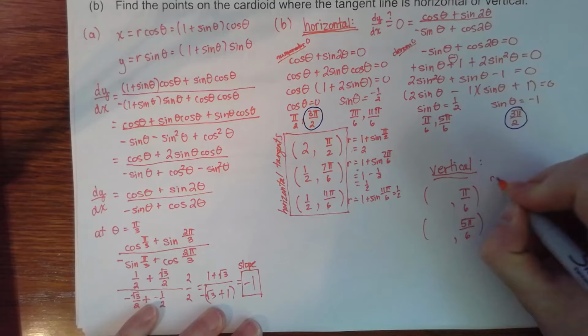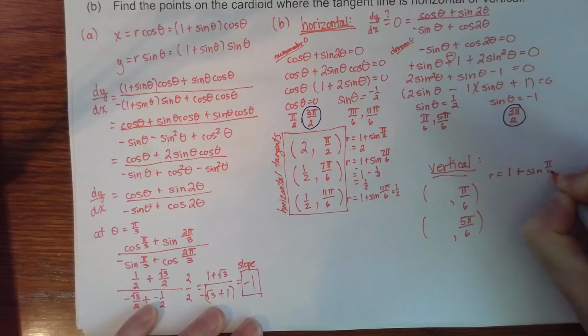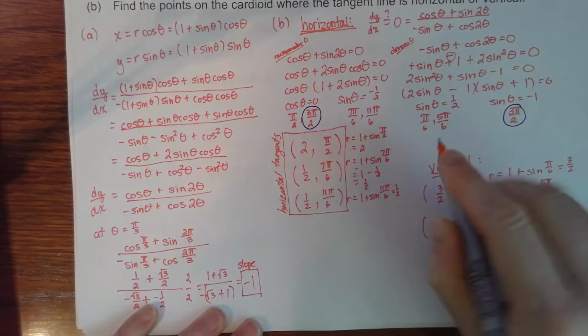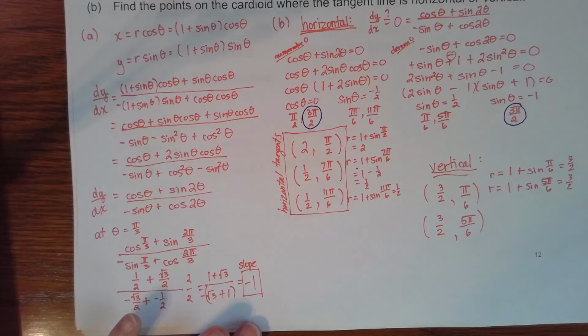Okay, so here r is going to be 1 plus the sine of pi over 6. Okay, and the sine of pi over 6 is a half, so this gives us 3/2. And then this one is going to be 1 plus the sine of 5 pi over 6. Again, the reason we chose 5 pi over 6 is because the sine is a half, so this is 3/2 as well.